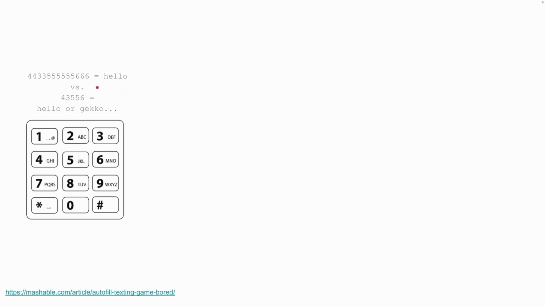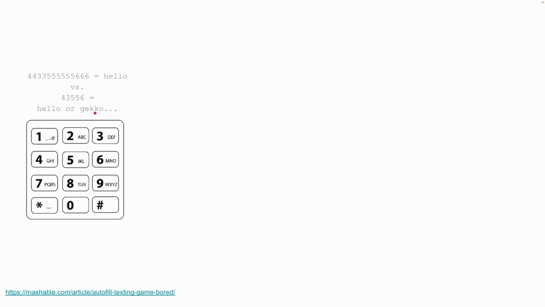Then someone came around and said, oh hey, maybe if we create a dictionary of words and their corresponding numbers, then maybe we can shorten that experience, and instead of entering 13 values for a 5-letter word, we can enter 5 values for a 5-letter word. That worked great until there were words that had multiple responses, and if you type 43556 in this scenario, you're either going to spell hello or gecko.